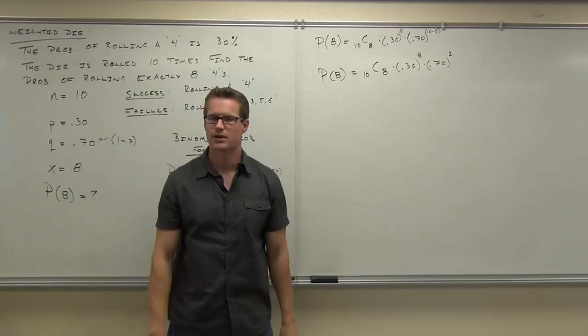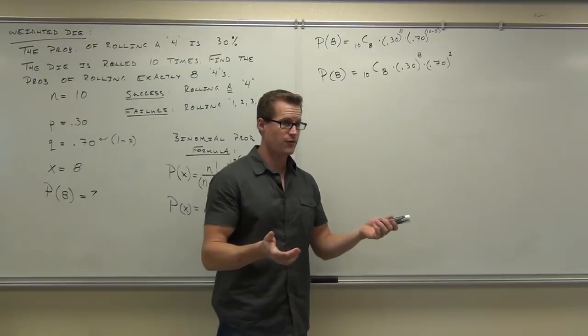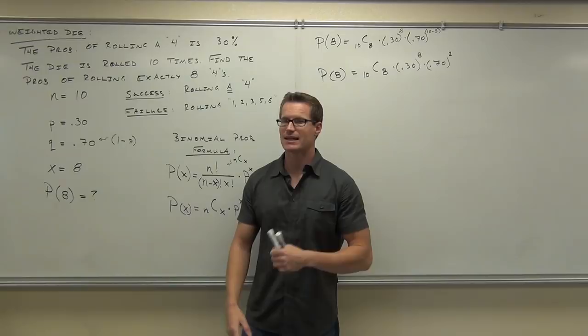Let's do it. Find 10C8 for me. You should know how to do that on your calculator. We've done that a couple times right before. What is it? Only 45. So there's 45 ways, rolling a die, that I could roll it 10 times and get exactly 8 fours.